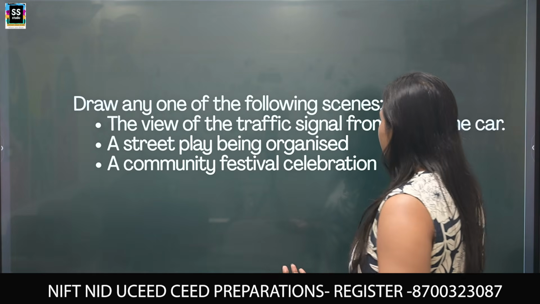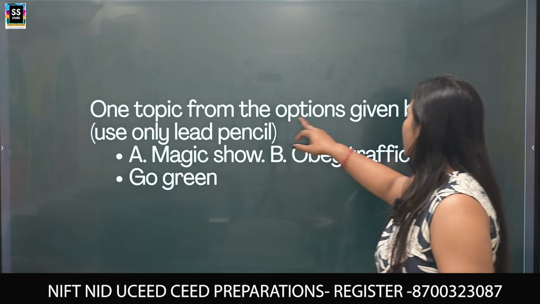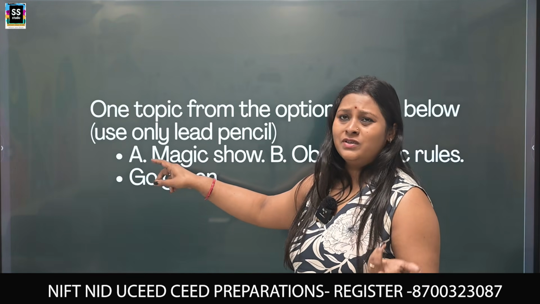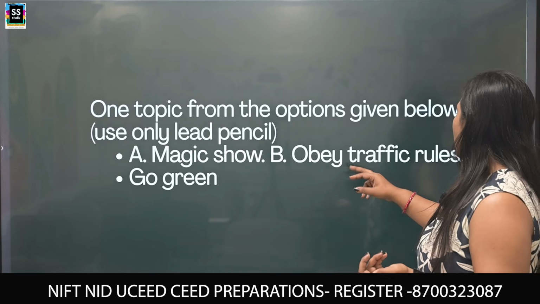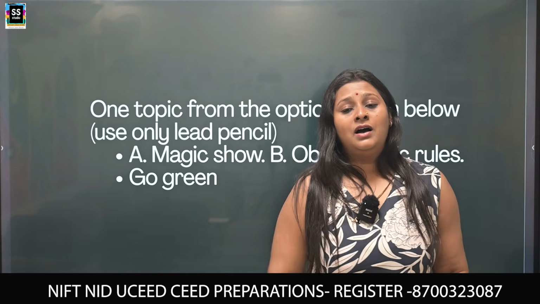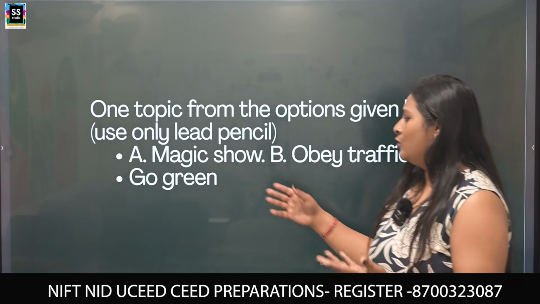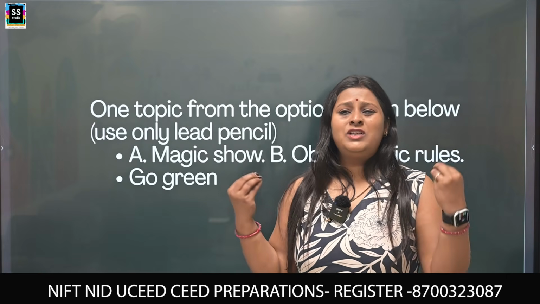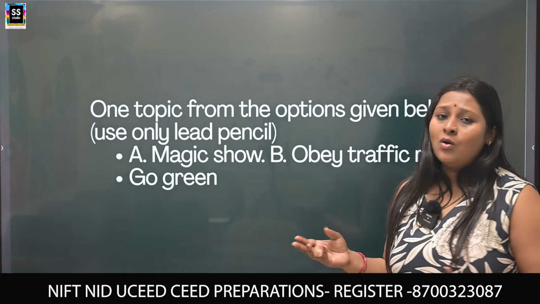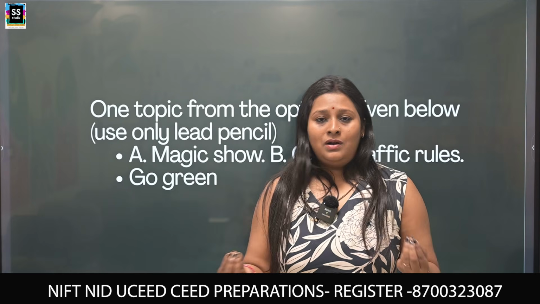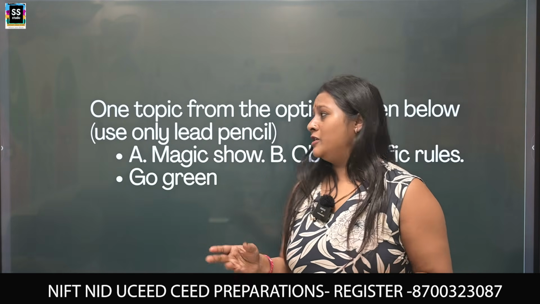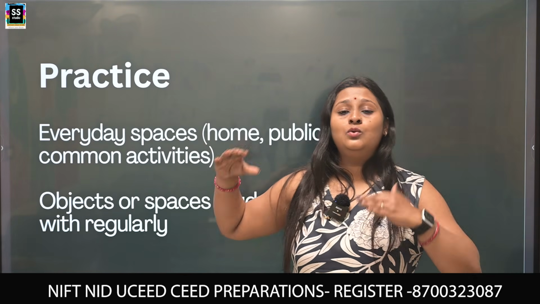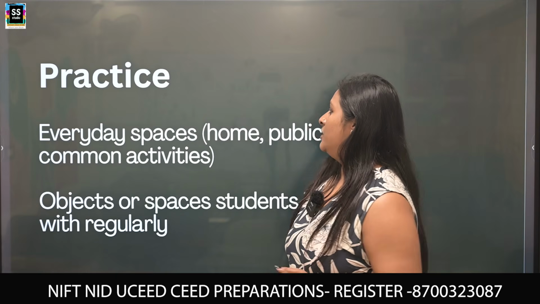Moving forward, one topic from the options given below, which was asked in, I guess, 2019 or 2018: a magic show, obey traffic rules or go green. Again, this was a memory drawing question. Not go green, but we make certain elements to depict go green things, but a magic show or a circus is purely a composition or a memory drawing. So these are some of the proofs I showed you of how these questions have come in previous years.